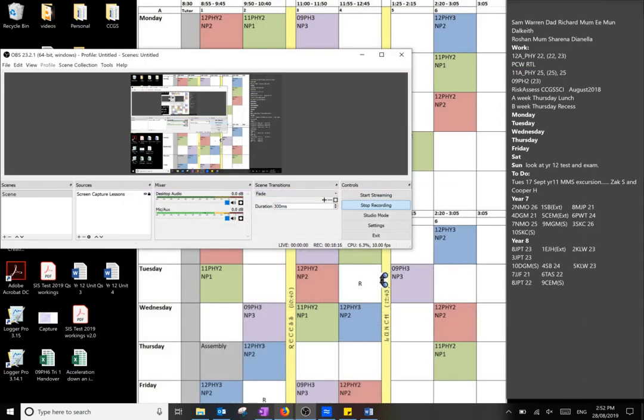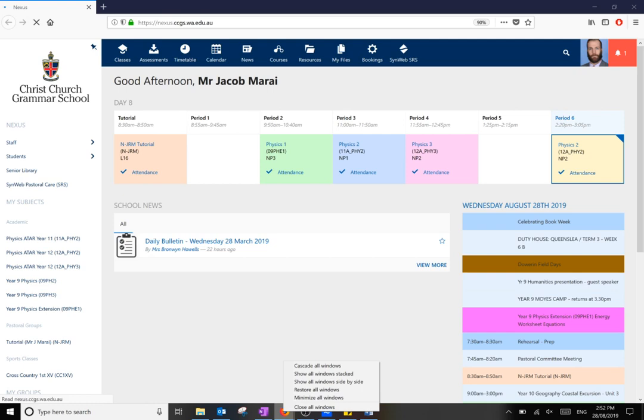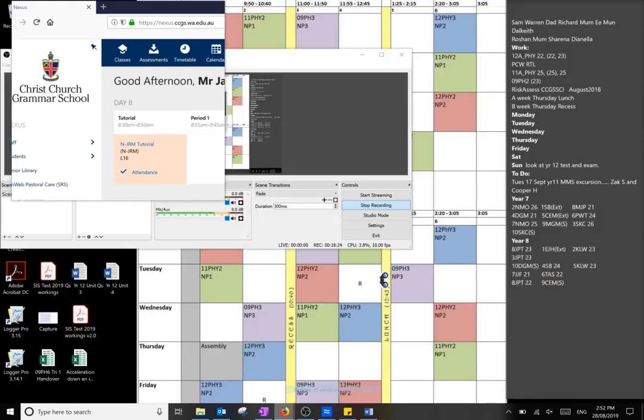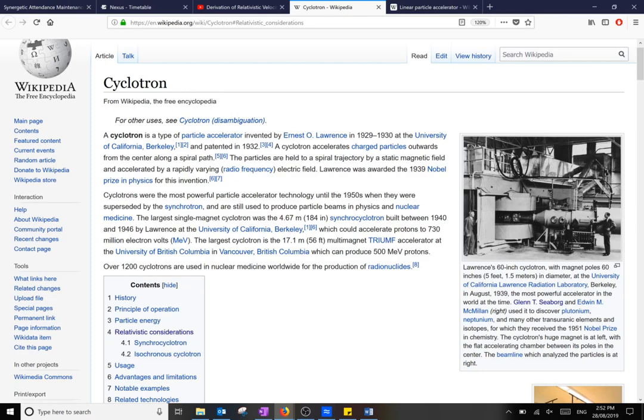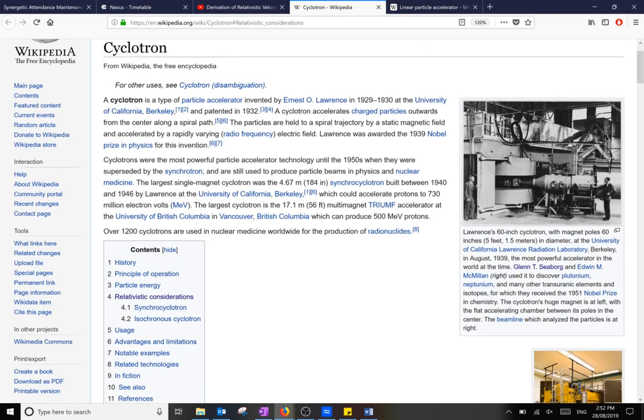No. Something's wrong with my laptop. Now when I try to press Mozilla, it just opens a new Mozilla. You're a piece of crap. Restore all windows. Thank you, you stupid. Ernest Lawrence. Where is he? There he is.